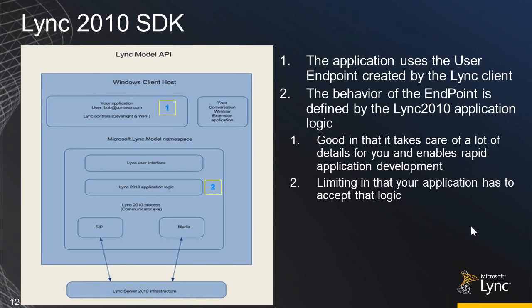The limitation is that you have to accept in your application the behavior that business logic, that application logic on the client provides. There is one way to change that a little bit in terms of running the client in what's called UI suppression mode, which basically turns off all of the client UI and makes your application totally responsible for the user interface portion for interacting with the clients.